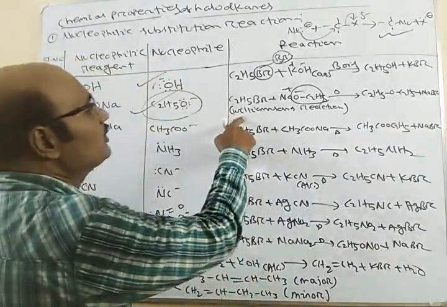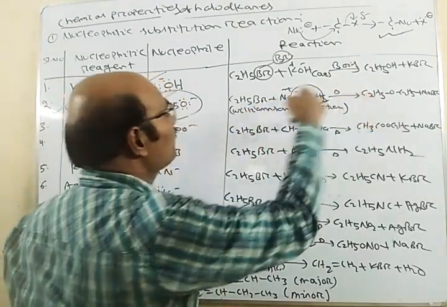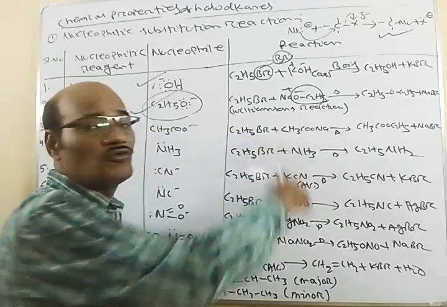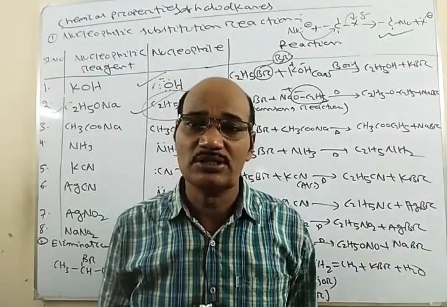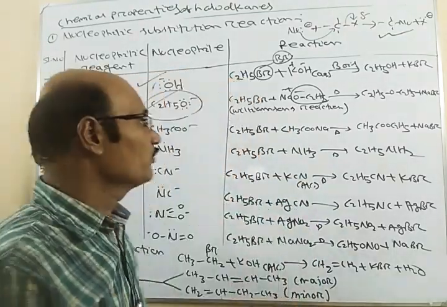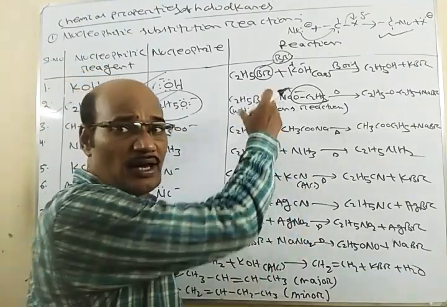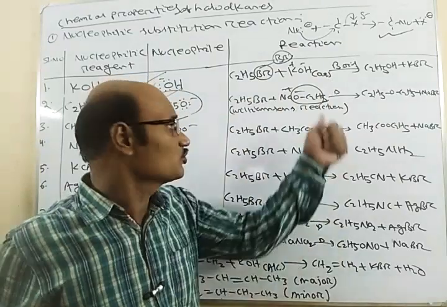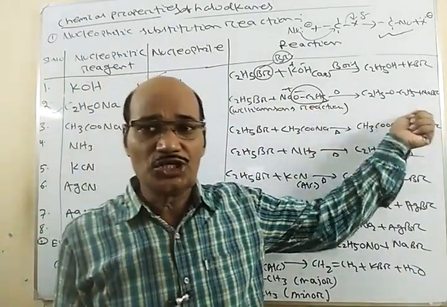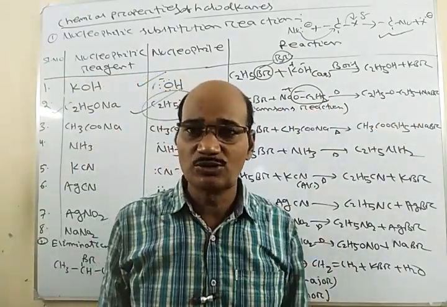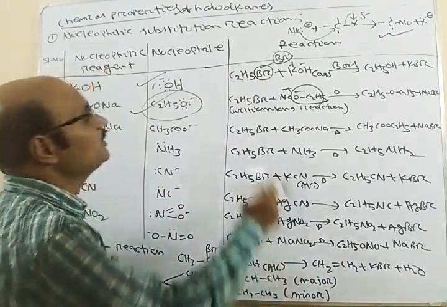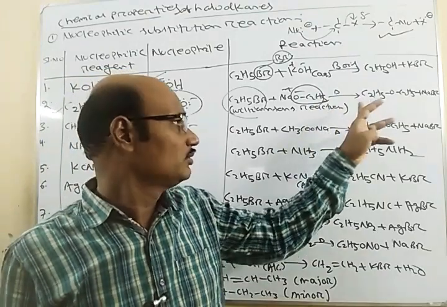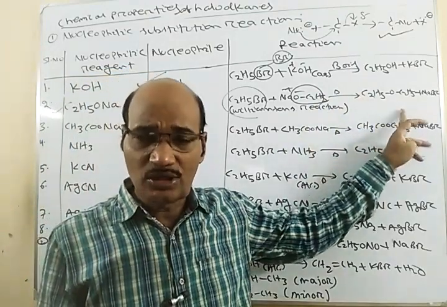And this method of getting your ether from haloalkane with the help of sodium alkoxide is called the Williamson reaction or Williamson's ether synthesis. So when haloalkanes are reacted with sodium alkoxide, an ether is formed. This is called Williamson's reaction. Here you see ethyl bromide is reacted with sodium ethoxide to give diethyl ether, which is called the Williamson reaction.